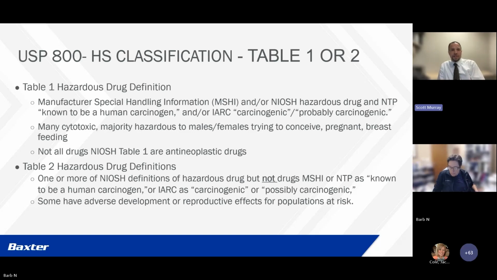And essentially your table 1 is that it's been demonstrated to show that it's potentially a carcinogen, or has a cytotoxic effect to the tissue. Whereas table 2 is more a potentially reproductive effect in those folks that are exposed to this in reproductive years. Next slide.